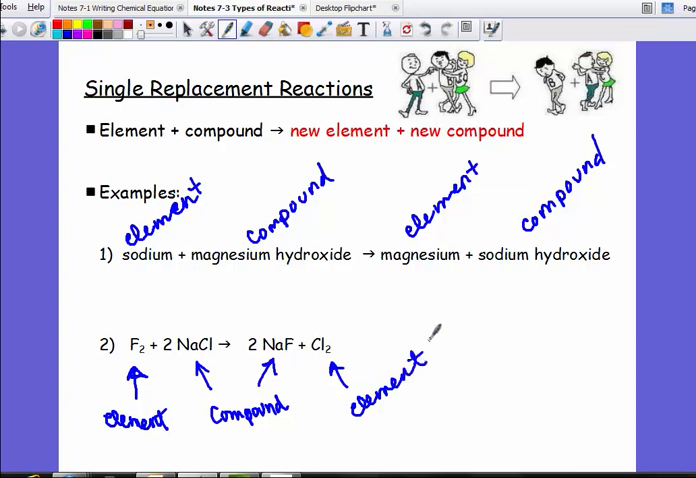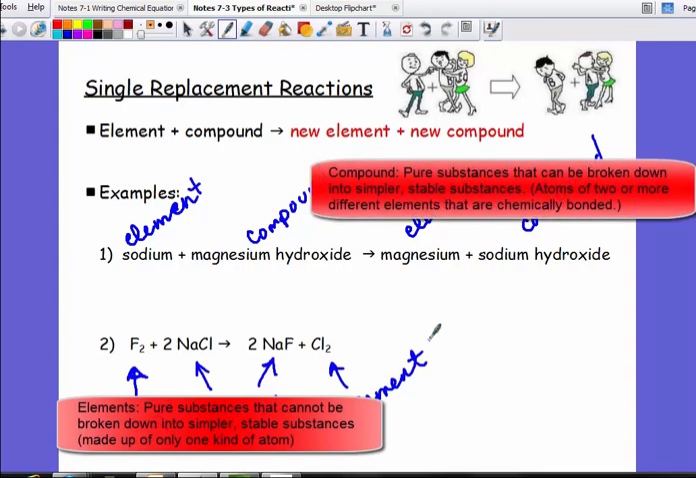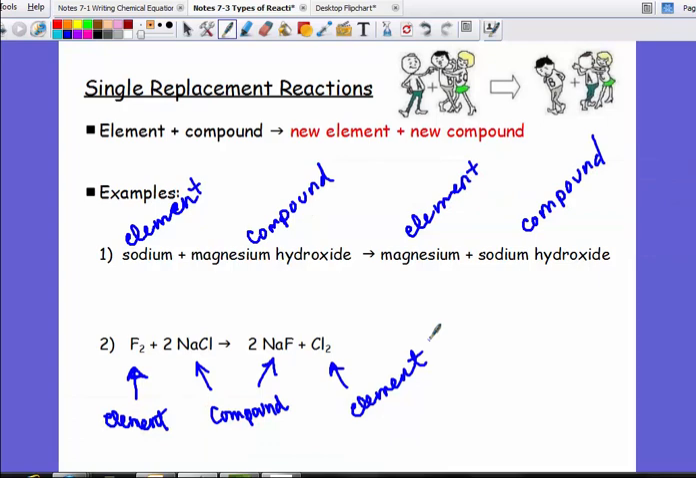To classify reactions, you really do have to remember the difference between an element and a compound. Elements are when you only have one type of atom present. Compounds are when you have two or more different types of atoms present. The other thing I'm going to point out here is notice that in the first example, sodium, which is a metal, is trading places with the other metal. In the second example, fluorine, which is a nonmetal, is trading places with the other nonmetal in the compound.